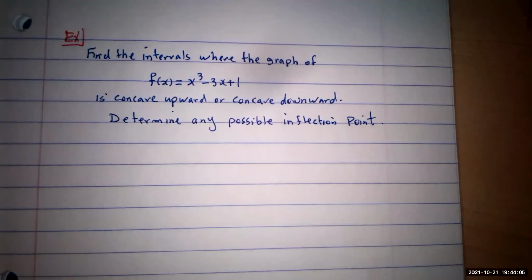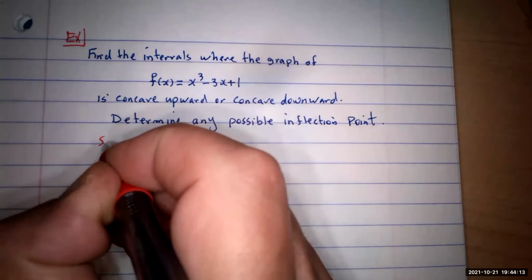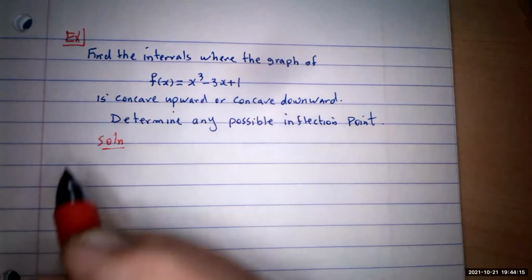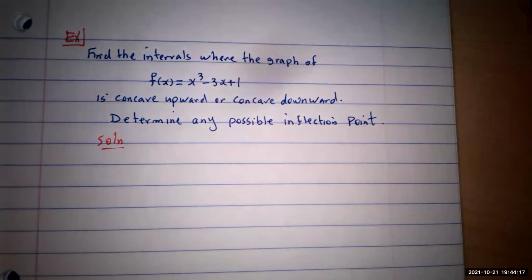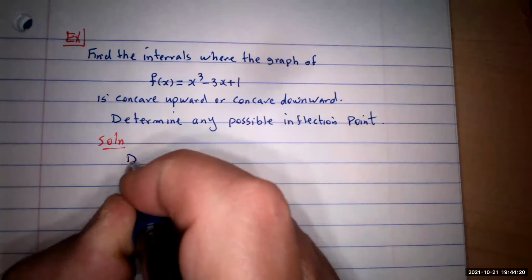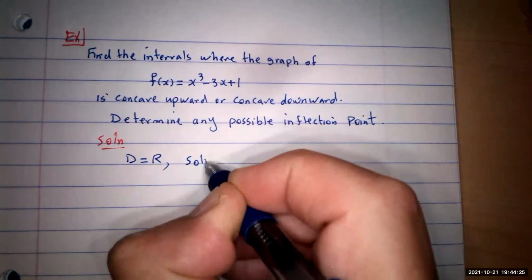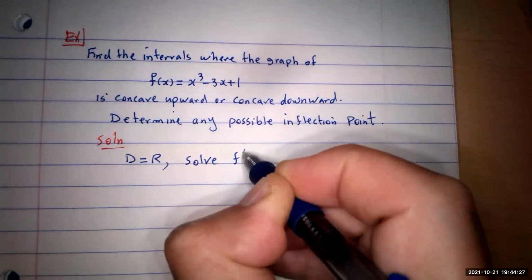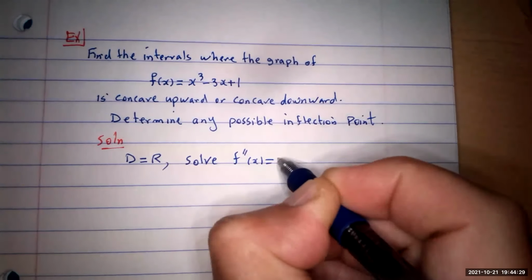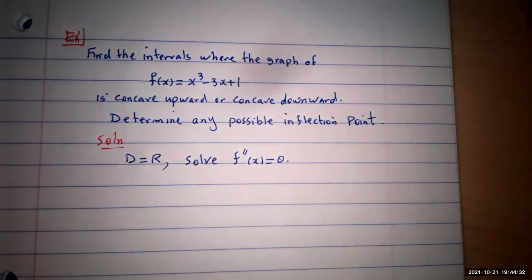So what you are going to do is find the domain of the function first. As usual, you need the domain first. The function is a polynomial, so the domain is all real numbers. Then you have to solve the equation f double prime of x equal to 0. Nothing to do with f prime, because the concavity is related to f double prime only. Any question?